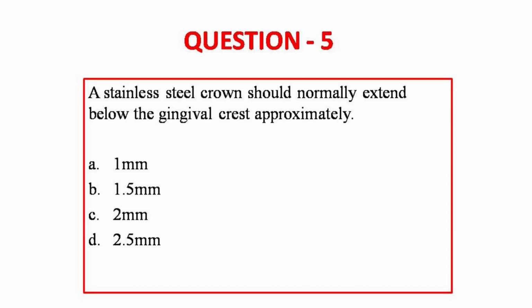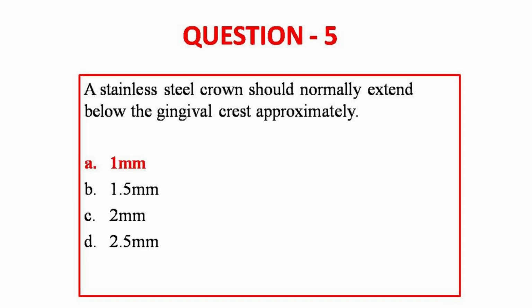Moving on to question number 5. A stainless steel crown should normally extend below the gingival crest approximately. They've given 4 options: 1 mm, 1.5 mm, 2 mm, 2.5 mm. The answer to this question is 1 mm.